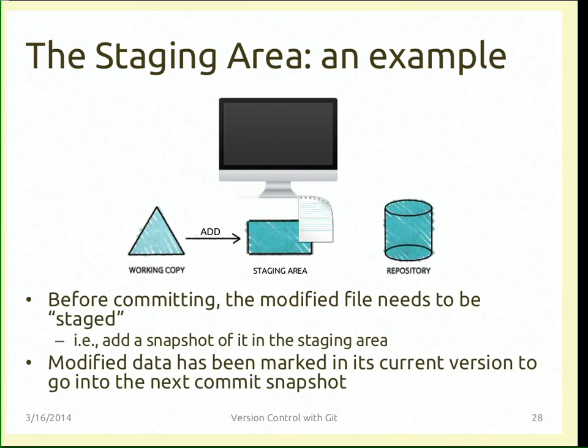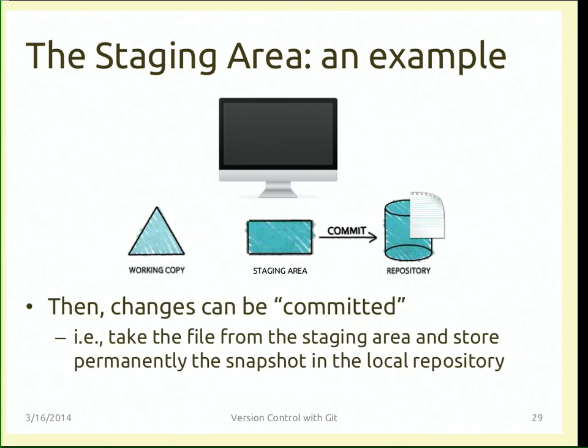With the add operation, again, Git marks the file as staged. So it adds a snapshot of that file in the staging area. The staging area is also called the index because it contains an index of all the files that need to be committed, that need to be put in the repository. So finally, with the commit, the file has been put in the repository. The file has been taken from the staging area and stored permanently in the snapshot in the local repository.